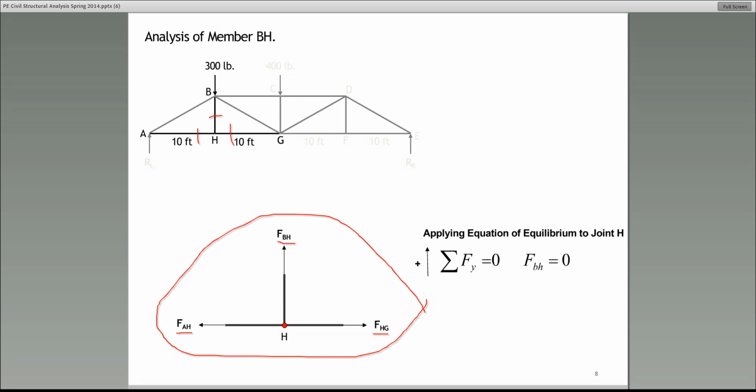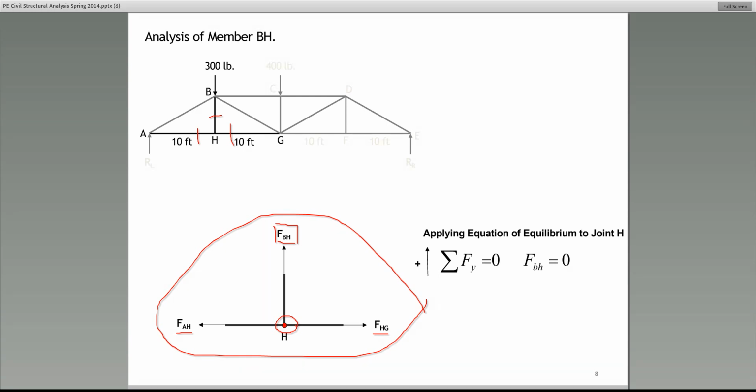Once you have the free body diagram, what you need to do is apply the equations of equilibrium. As Stephen told us earlier, there are two equations of equilibrium at each joint: summation of forces in the x direction and summation of forces in the y direction. Now pay attention. If you sum the forces in the x direction at the joint H, what do you get? You would get FHG is equal to FAH. What are you solving for? We're solving for FBH. All right? So the unknown would not even show up in the summation of forces in the x direction.